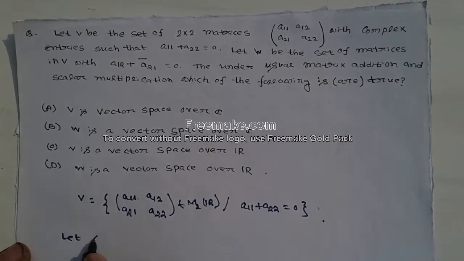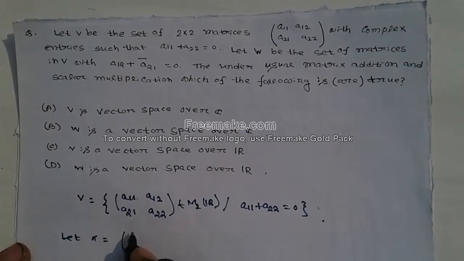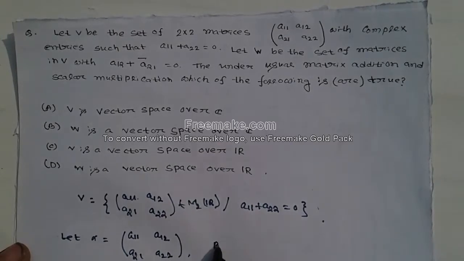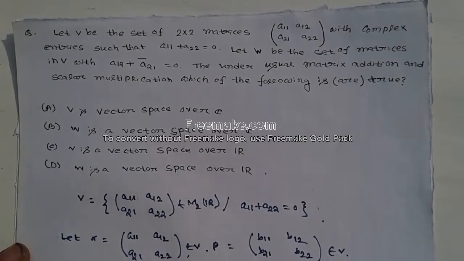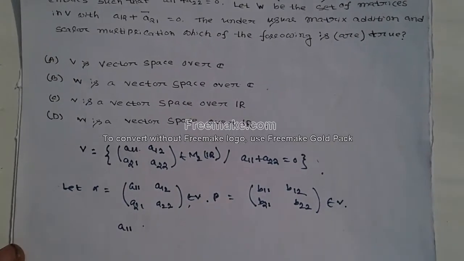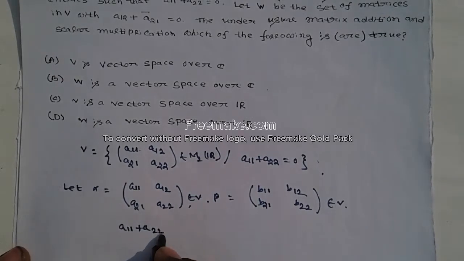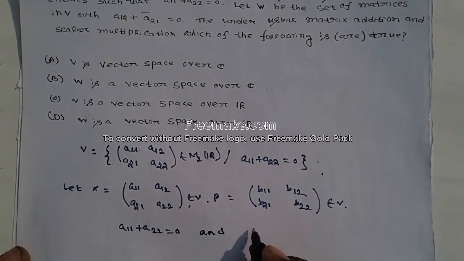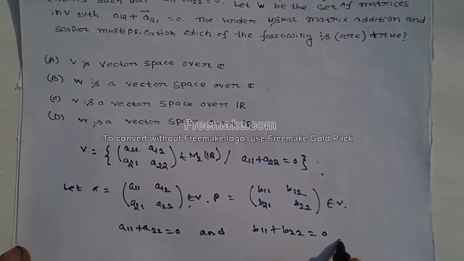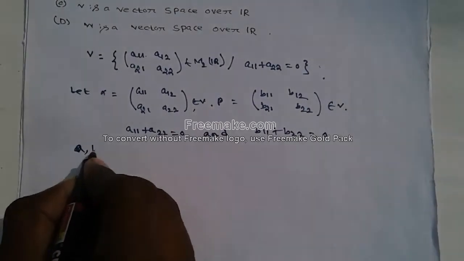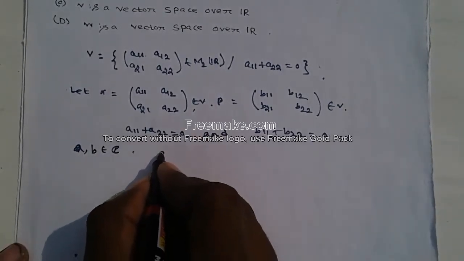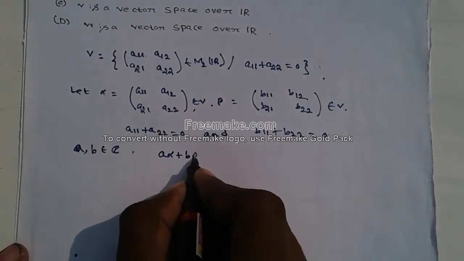Let alpha be the matrix A11, A12, A21, A22, and beta be another matrix B11, B12, B21, B22, and both belong to V. Then A11 plus A22 equals 0 and B11 plus B22 equals 0. And let a and b be two scalars.